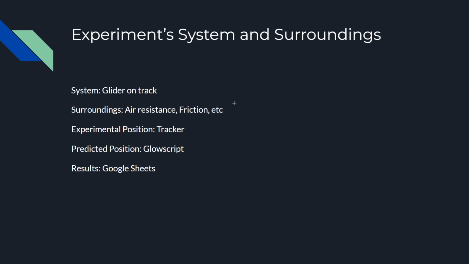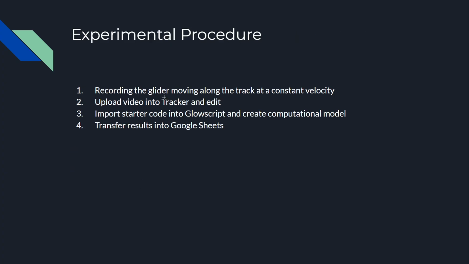Experiment system and surroundings. The system was a glider on the track. The surroundings would be air resistance, friction, and the track. The experimental position would come from Tracker, and we found the predicted position using GlowScript, and we put the results into Google Sheets. The procedure was we recorded the glider moving along the track at a constant velocity. We uploaded the video in Tracker, and then we used the starter code in GlowScript to make a computational model and put the results into Google Sheets.